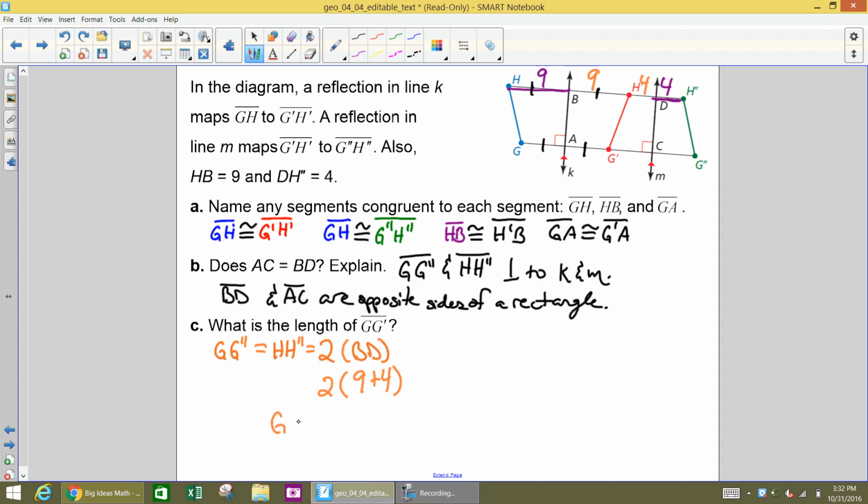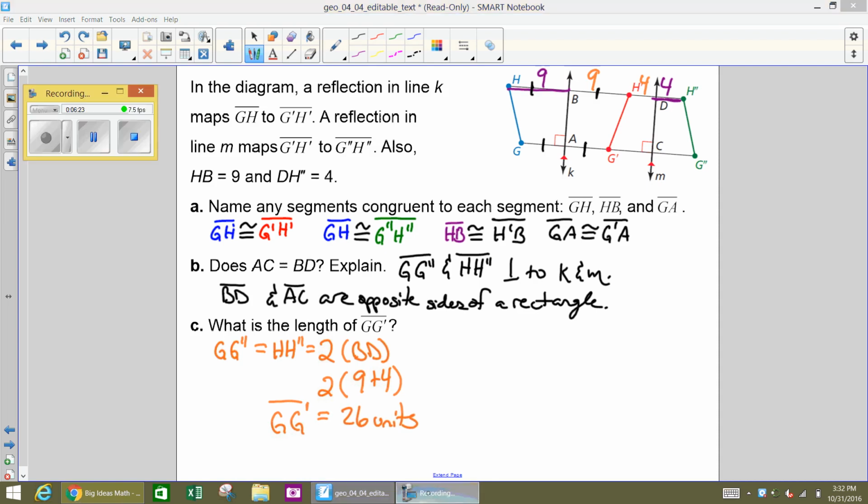So if we go from there, G to G double prime is going to equal 26 units. And so from G to G double prime, we have 26 units. And that's what we're looking for, the length of the segment from G to G double prime.